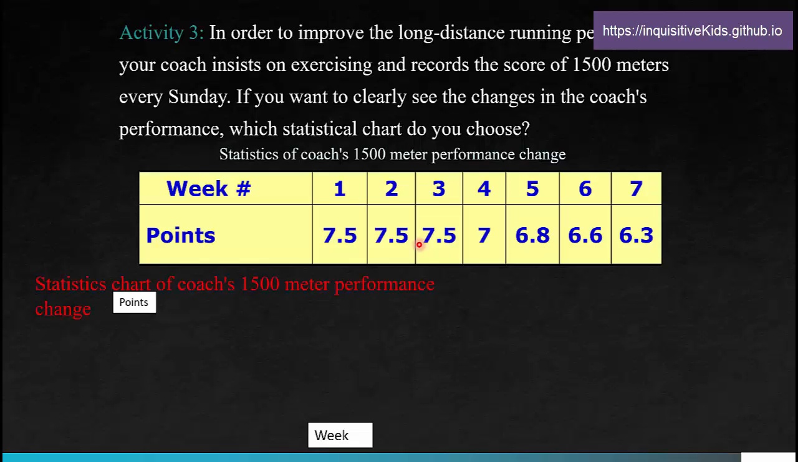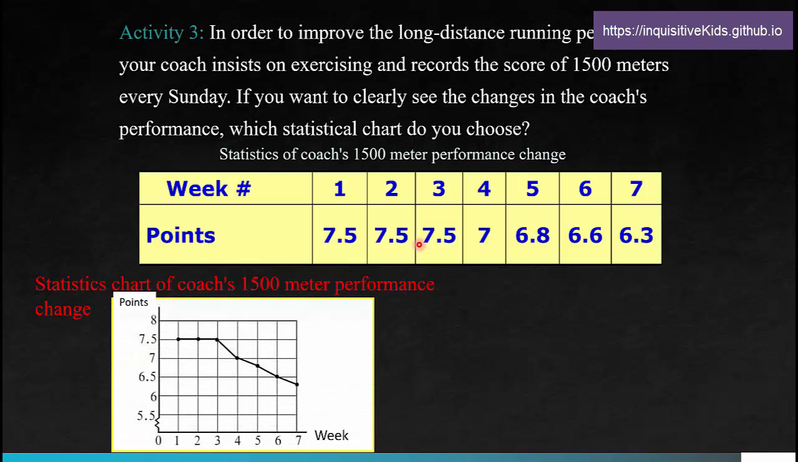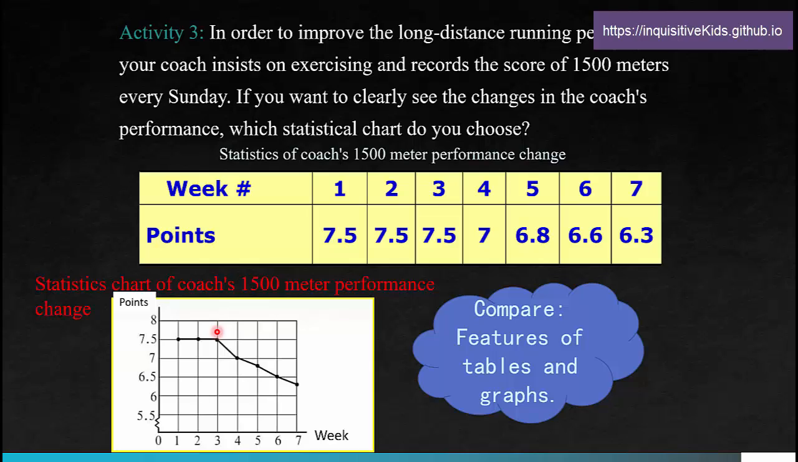So, statistics of the coach's 1,500 meter performance change. And as you can see here, since this time it's more about the 0.5s, the distance from each tick mark here is 0.5 because that was more of a reasonable tick mark range to make. Compare features of tables and graphs. If you were going to clearly see the changes in the coach's performance, which chart would you choose?